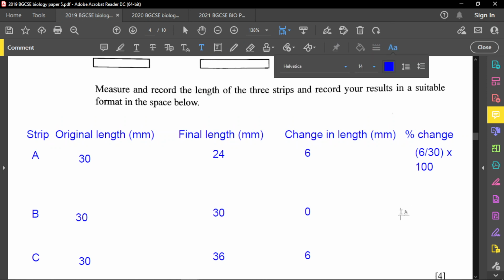The next one here will be 0 over 30 times 100. That is also 0, so 0% right here. The percentage change is 0. For the last one, it is 6 over 30, which gives us 20, so it's going to be 20%. The top one equals 20% as well. So that's the worked-out one. To work out the percentage change, it's always the difference over the original, and then you multiply by 100%. That's how you work it out. So we're good with that.